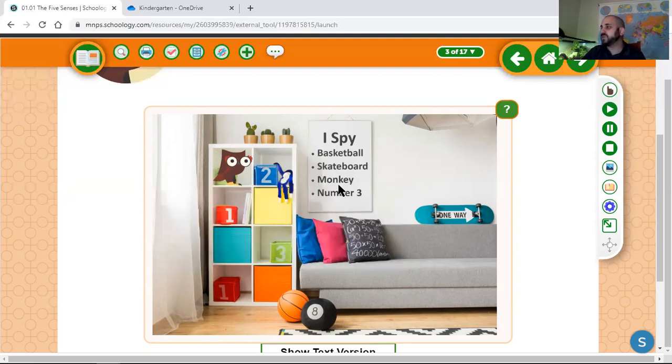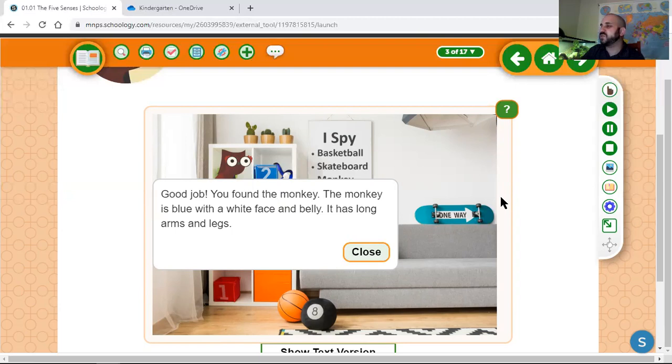All right, the next thing we're looking for is a monkey. Here, no, that's an owl. Here's the monkey. Good job, you found a monkey. The monkey is blue with a white face and belly. It has long arms and legs. So once again, using our sight, we're talking about the colors, blue and white, and we're talking about how big things look. It has long arms and legs.